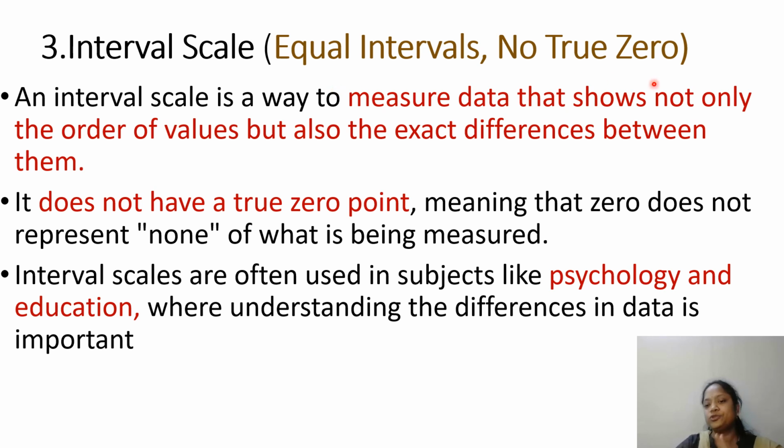Next, interval scale: equal intervals, no true zero. These are the key terms for this. An interval scale is a way to measure data that shows not only the order of values, but also the exact difference between them. Here, exact differences are there. In the ordinal scale, we don't have exact differences.